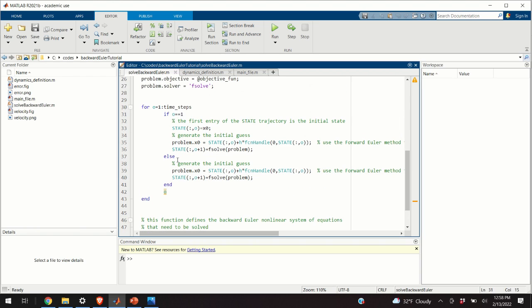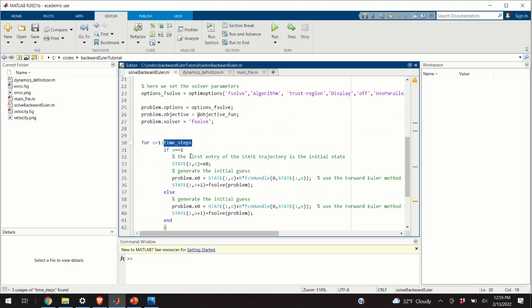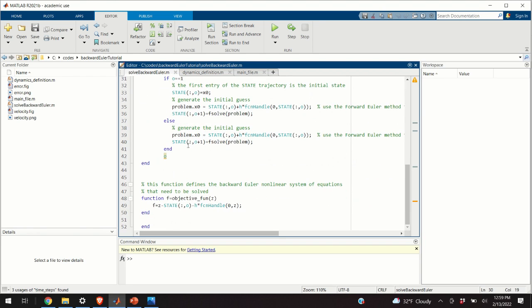Okay, now what happens for k equal to 2? For k equal to 2, again, I generate my initial guess. Then I use this initial guess and I call the function fsolve. Again, MATLAB uses the fsolve function and the trust region algorithm to compute the third column of our state matrix. And this procedure is repeated until we reach the time steps. One important comment.